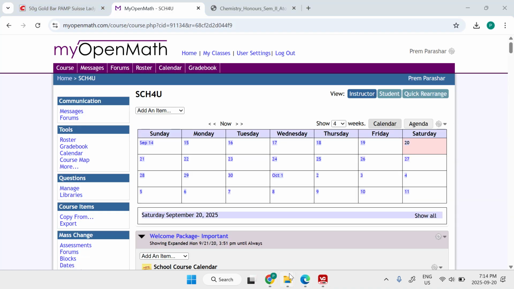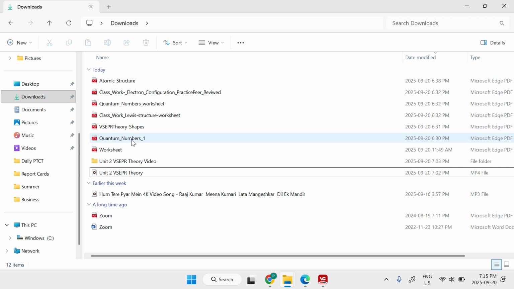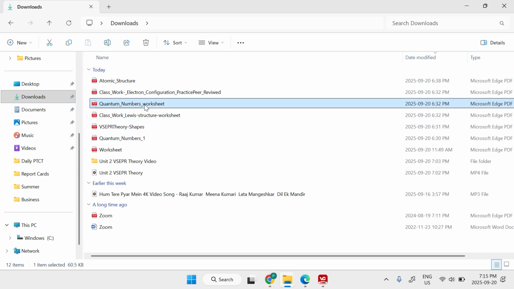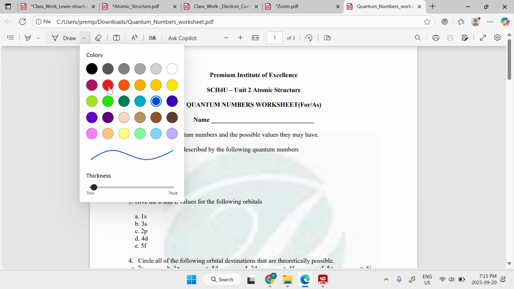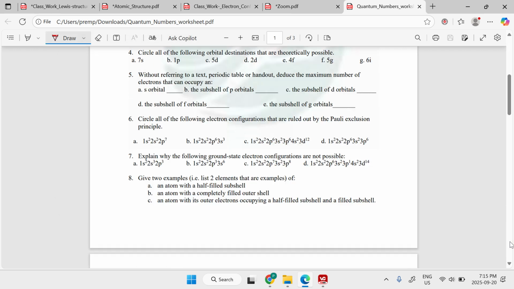Should be there, hold on. Quantum numbers, we have this quantum number worksheet. Let us open it. I will try to do some questions here.